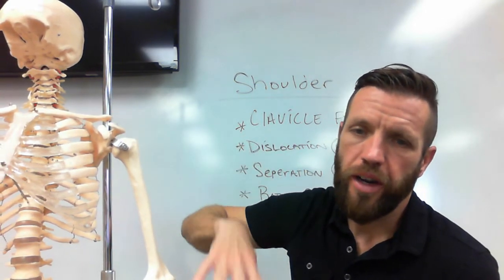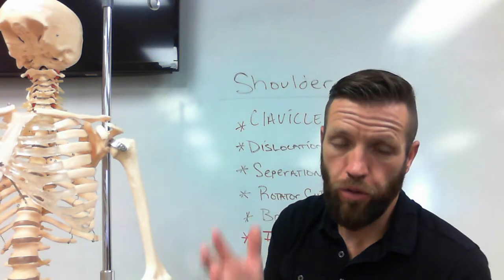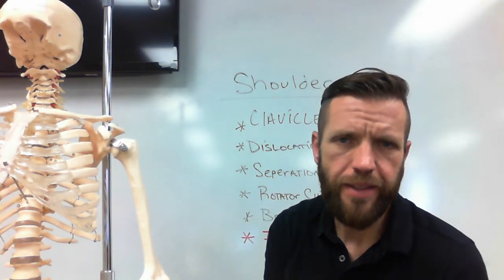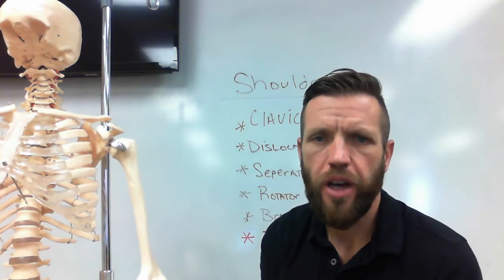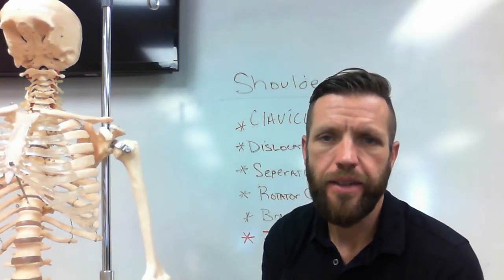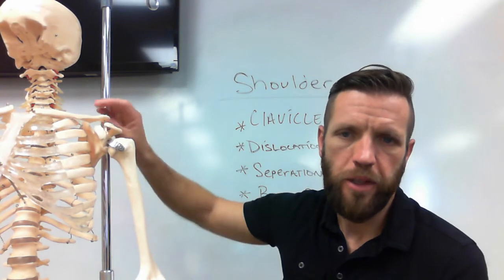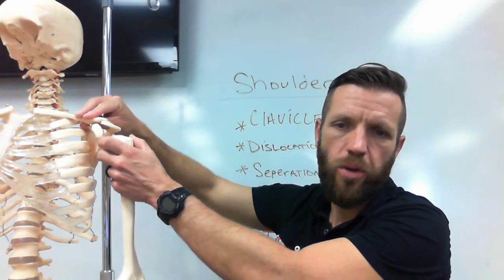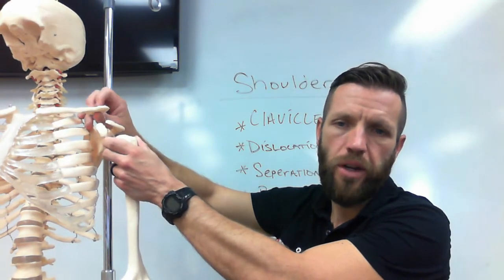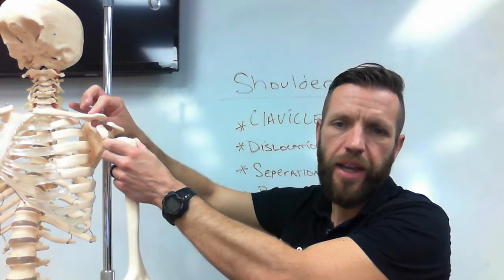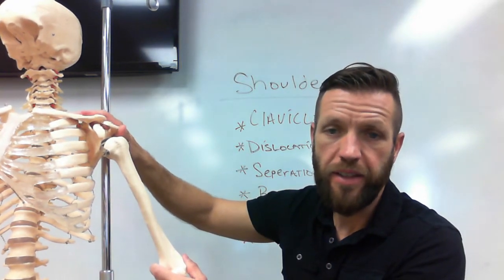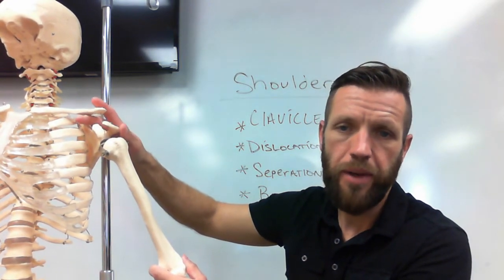Now, your book talks about 6 different grades, or degrees, of AC separation. And the first couple are pretty easy to deal with. There's not a lot of displacement of the clavicle here. And what they're saying is that this clavicle will typically displace upward like this right here. I have known many people who have had these injuries, and that clavicle does come up.